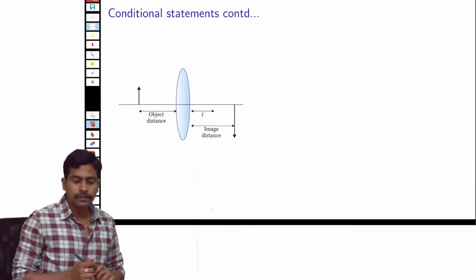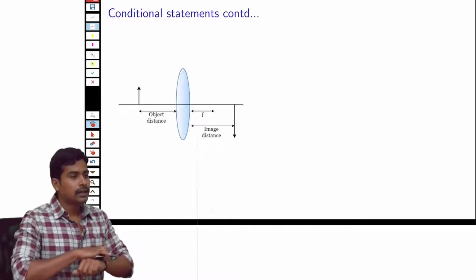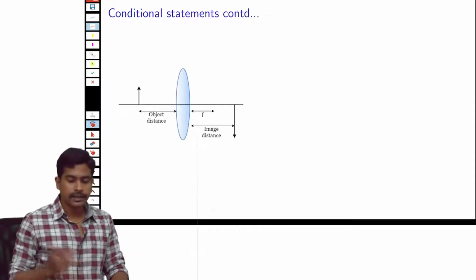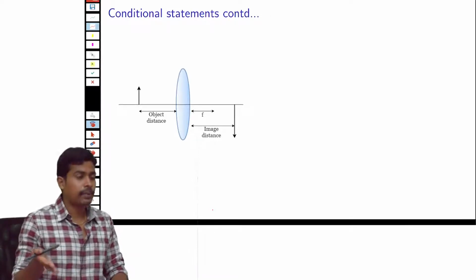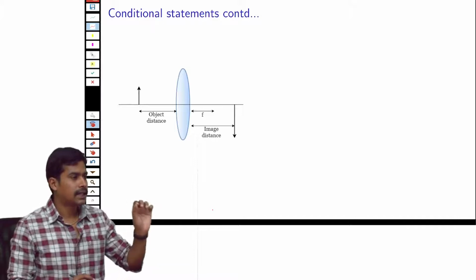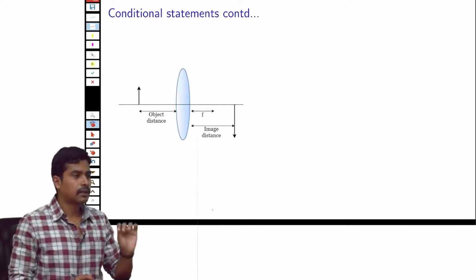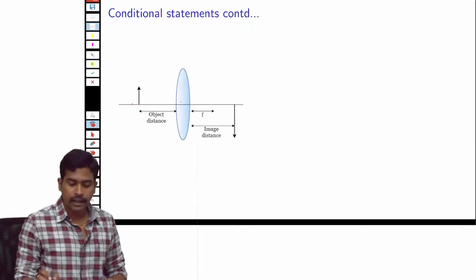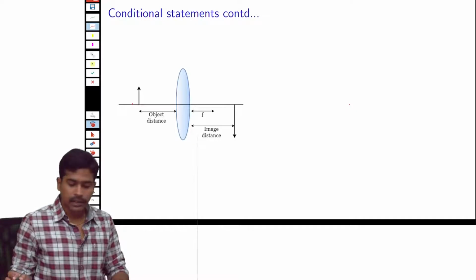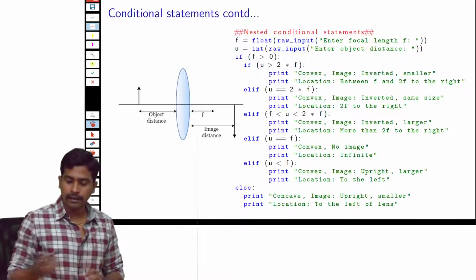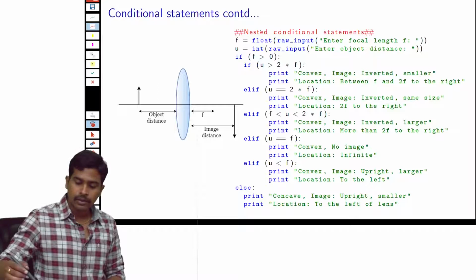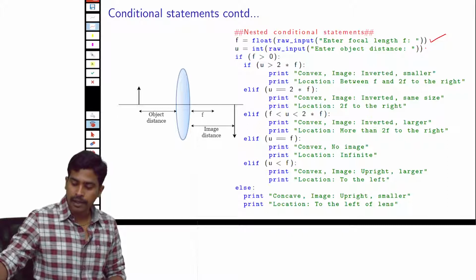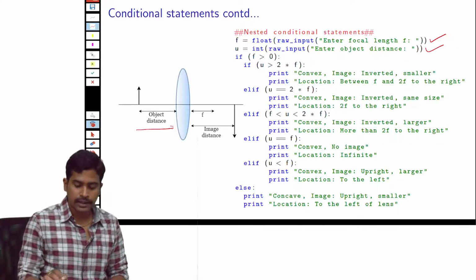Now that we have seen conditional statements, let's try to write another example program. In this example we are trying to model what happens when an object lies at a distance x from your lens. We all know that based on the object distance from the lens, the image distance is going to depend. So this is the program I want you to open. The user has to enter the focal length of the lens and the object distance, which is this distance.